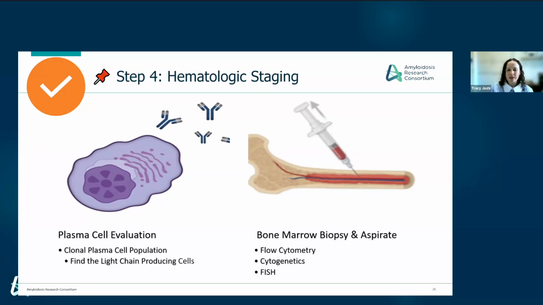Key tests done on the biopsy sample include flow cytometry, which identifies the type and the number of plasma cells involved and how abnormal they are. Cytogenetics look for any chromosomal abnormalities that help predict the disease behavior. And FISH, fluorescent in situ hybridization, detects any specific genetic mutations that may impact treatment options. This helps identify any high-risk genetic markers that may require a different treatment strategy. This also helps track the disease progression and treatment response over time.